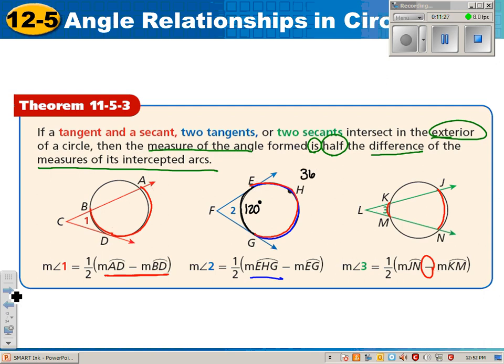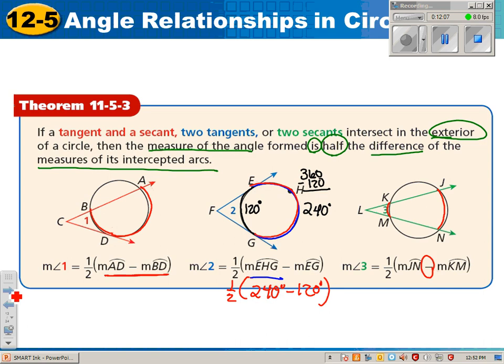You're going to take 360 and subtract 120. The biggest mistake I usually see is students think, "I subtracted, so now I'm ready to take a half, because it's half the difference." But you didn't subtract big arc minus little arc. You subtracted just to find that missing arc so you could work the problem. So be very careful. 360 minus 120 is 240. That's this red arc. Then you're ready to plug it in: 240 minus 120 times a half.